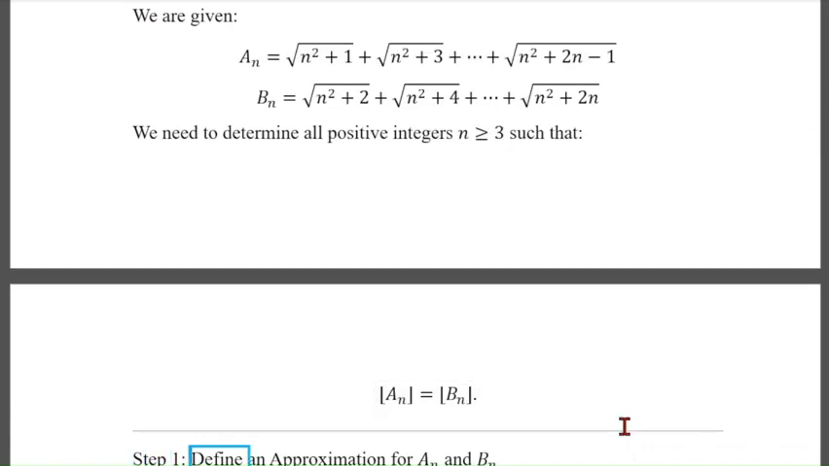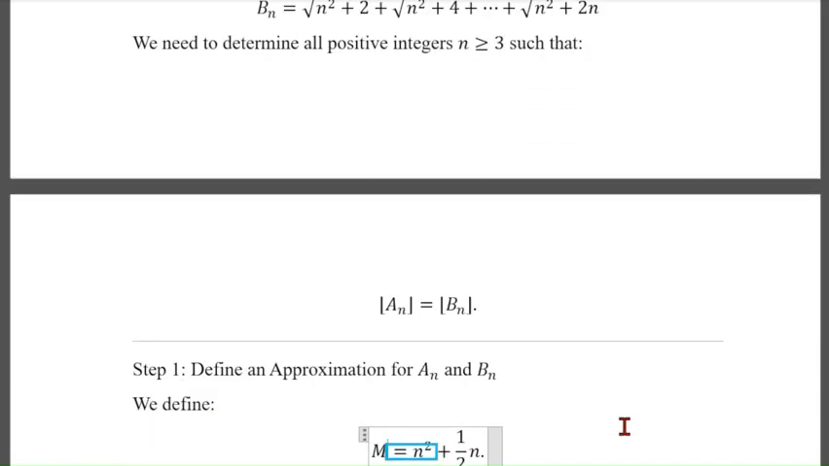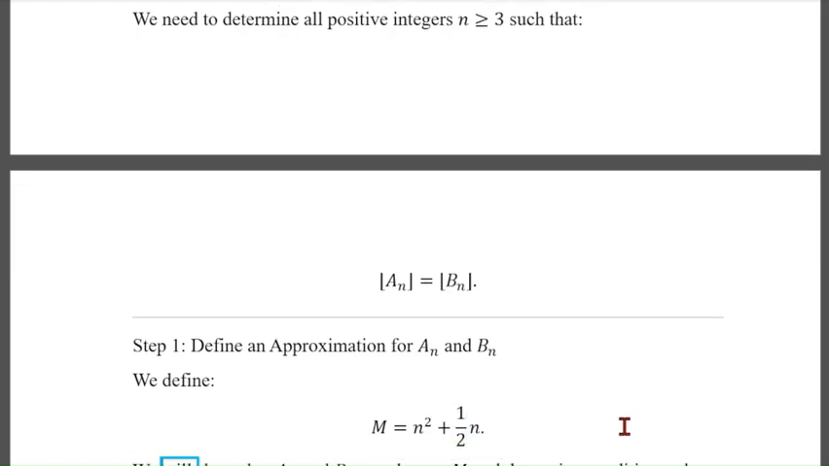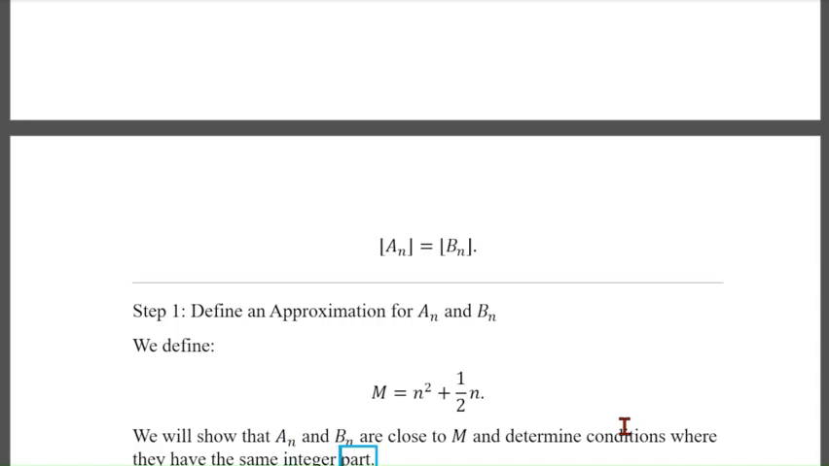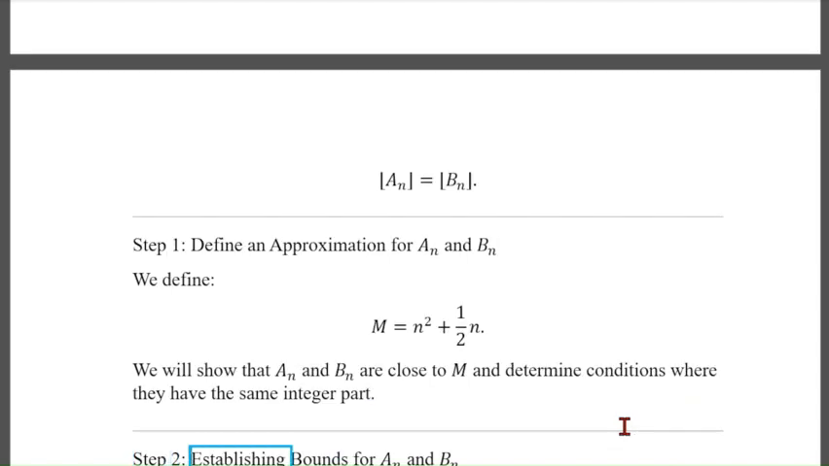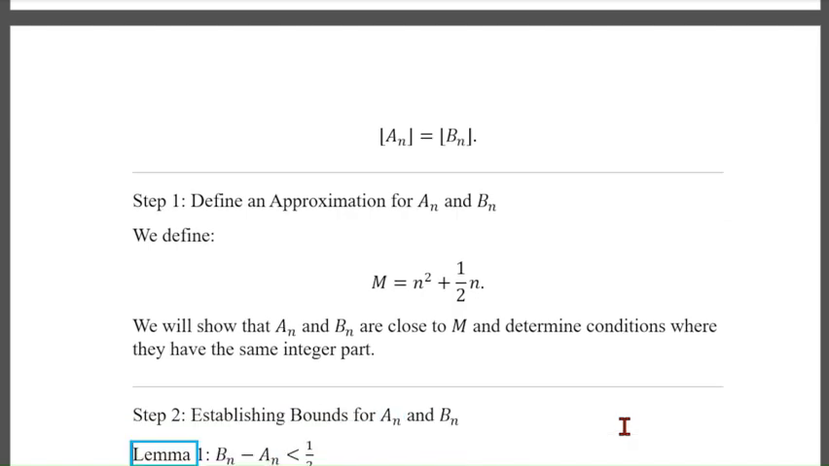Step 1. Define an approximation for A_n and B_n. We define M equals n² plus n/2. We will show that A_n and B_n are close to M and determine conditions where they have the same integer part. Step 2. Establishing bounds for A_n and B_n. Lemma 1. B_n minus A_n is less than 1/2.